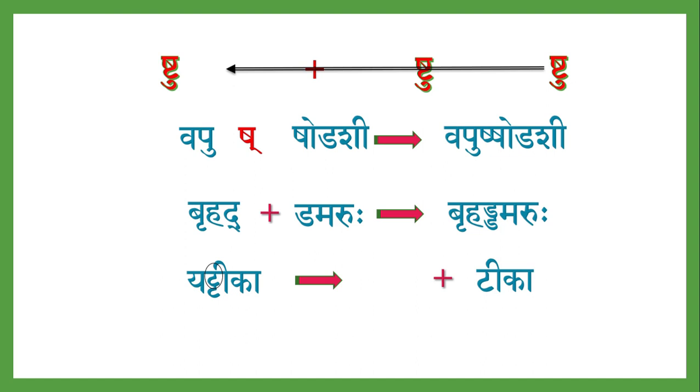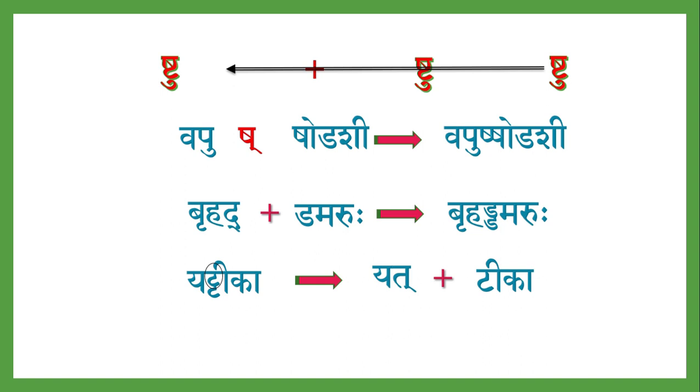What about the purvapadam? Even here, the letter ya remains the same and instead of ta, there has to be another letter that has to be added. Which letter? Yes, it's the letter ta that enters. So the two words now are yet plus tika. Yettika can be split as yet plus tika.